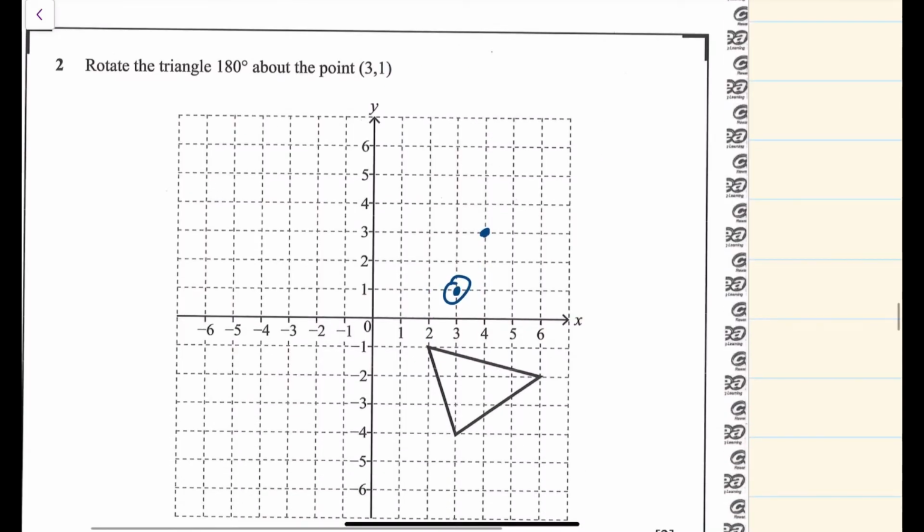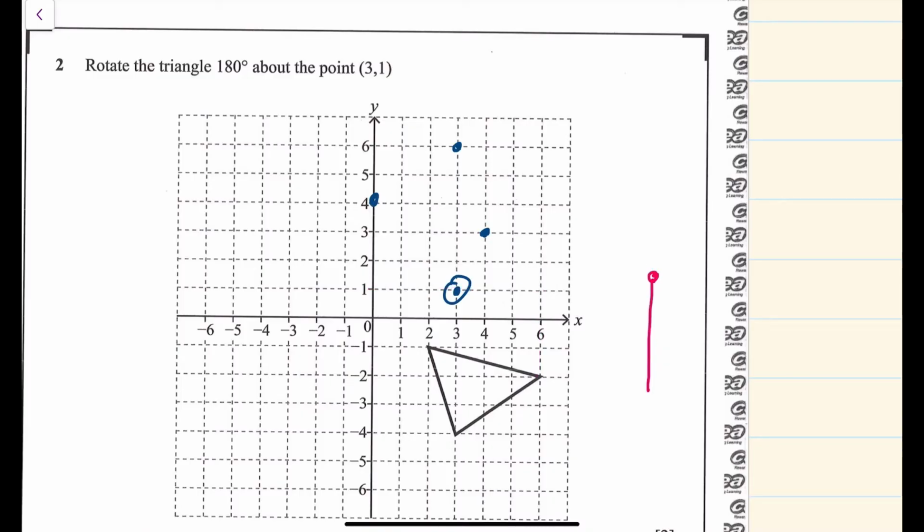If I go straight down, that was down by 4. And if you rotate that through 180, it just goes up by 4. Sorry, it was down by 5, I should have said, so it goes up by 5. So it goes up to here. And the last one then, I go across 3 and down 3. So if I rotate that, I'll go across 3 and up 3. And there's my last point.